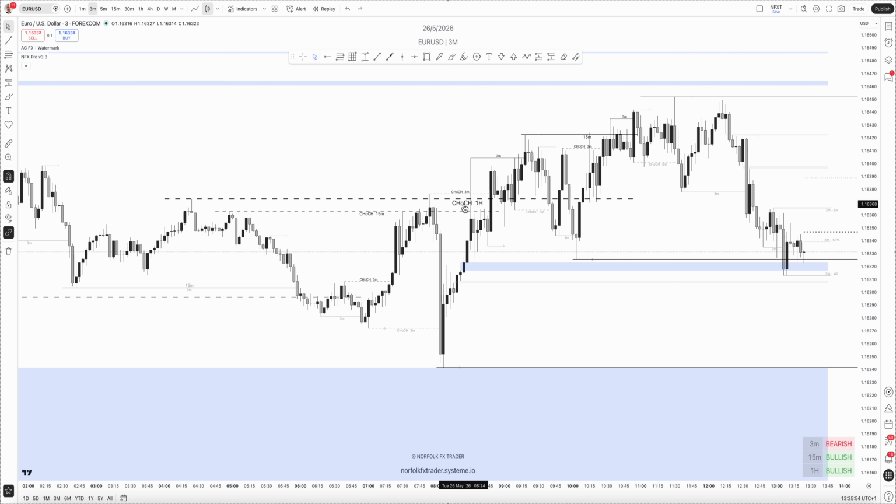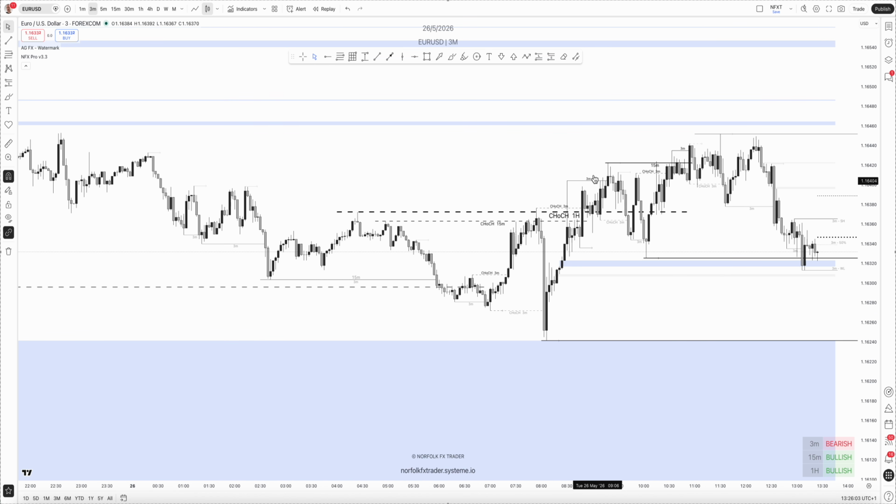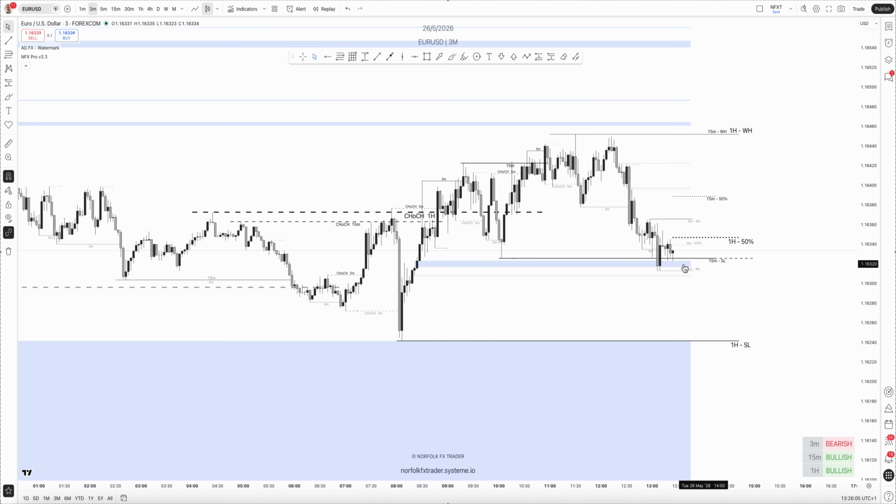1-hour change of character. Now, if you don't like all these lines on the chart, you can turn them off as well. You don't have to have these on. But we've got a 1-hour break of structure to the upside on that change of character. We look at the current 15-minute structure. Now look, it's currently bullish. That means this candle down here is a current sweep on the 15-minute. And I'll show you the importance of this.